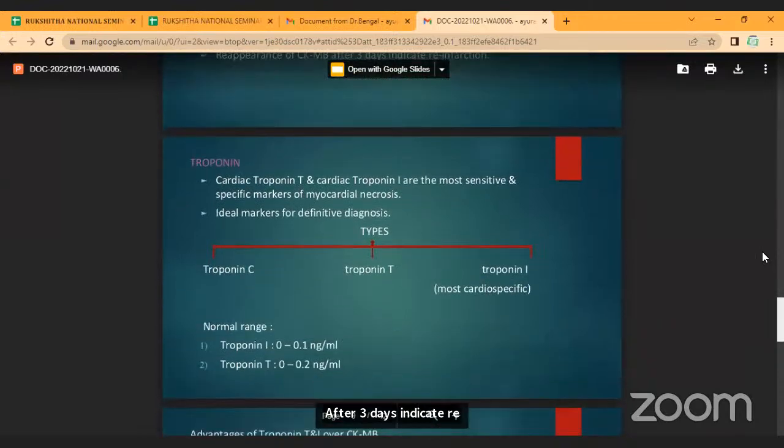Cardiac troponin T and cardiac troponin I are the most sensitive and specific markers of myocardial necrosis, the ideal markers for definitive diagnosis. There are three types of troponin: TROP-C, TROP-T, and TROP-I. Troponin I is most cardiospecific, and its normal range is TROP-I 0 to 0.1 nanogram per milliliter, and TROP-T 0 to 0.2 nanogram per ml.